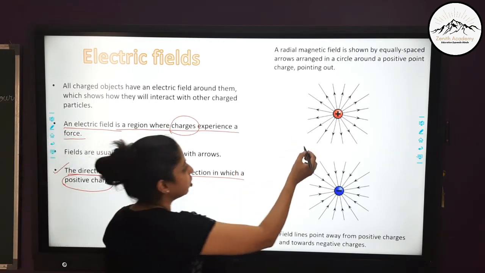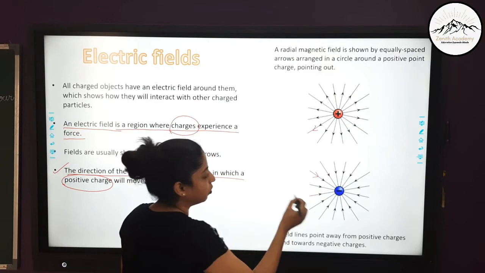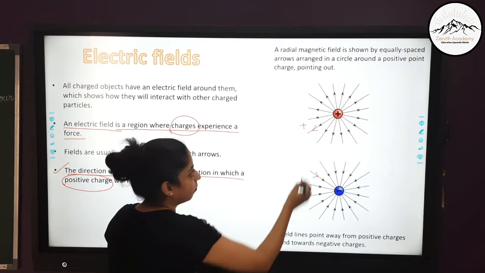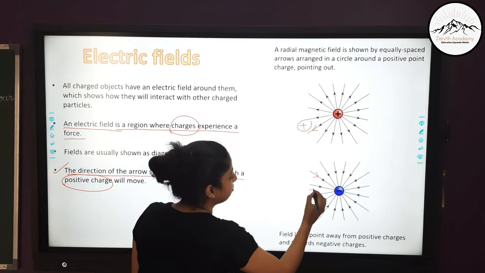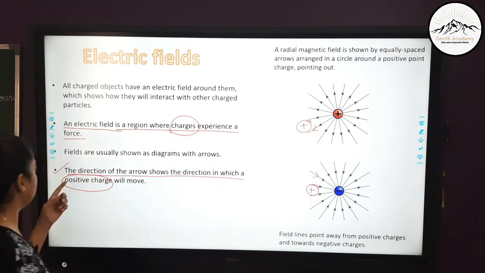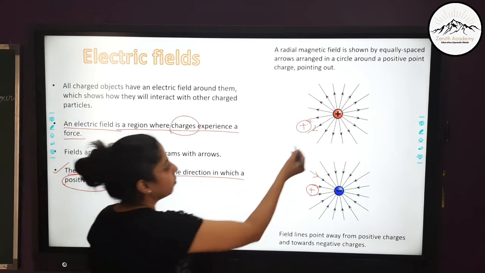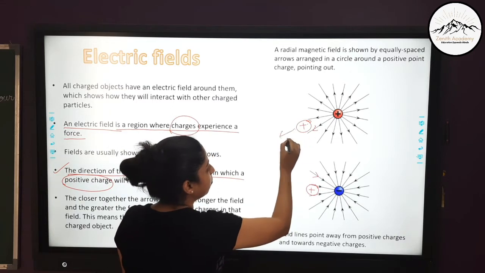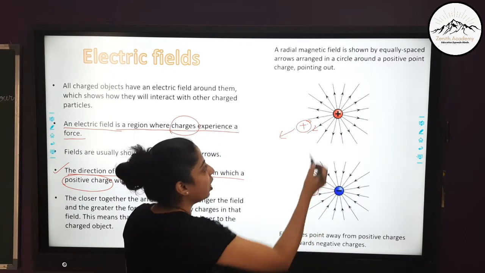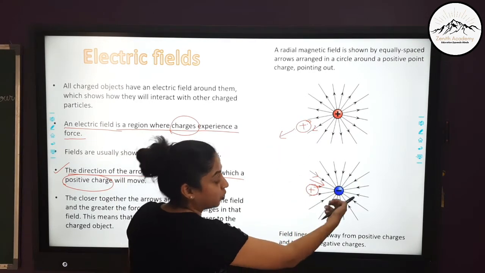Here you can see the direction of the arrow is outwards, and in the negative charge the direction of the arrow is inwards. If I bring a positive charge close to them in both cases, what happens? The direction of the arrow shows the direction in which the positive charge will move. So here the direction is outwards, so it will repel the positive charge, and here the direction is inwards, so it will attract the positive charge. That is why like charges, positive and positive, repel, and negative and positive attract.